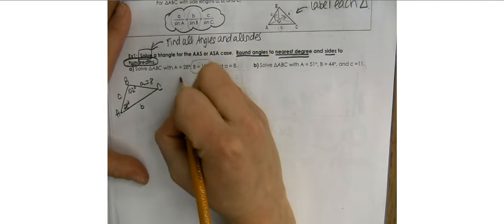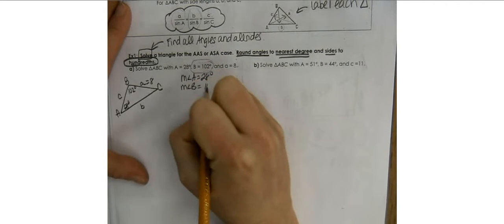So I want to identify what the measure of angle A is, which is 28 degrees, the measure of angle B, which is 102 degrees, and the measure of angle C, which I can find using my 180-degree rule, because all angles of a triangle add up to 180. So I'm going to go 180 minus 102 minus 28, and that's going to equal 50 degrees. So that is the measure of angle C, 50 degrees.